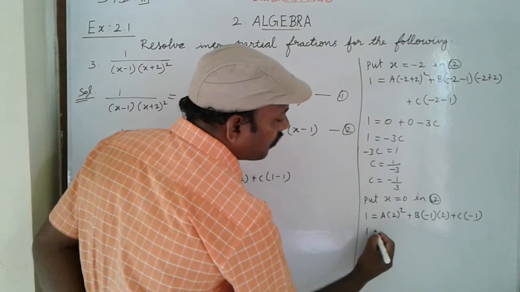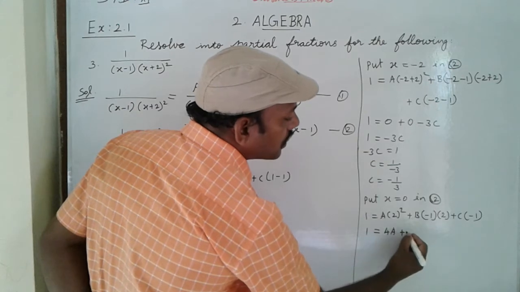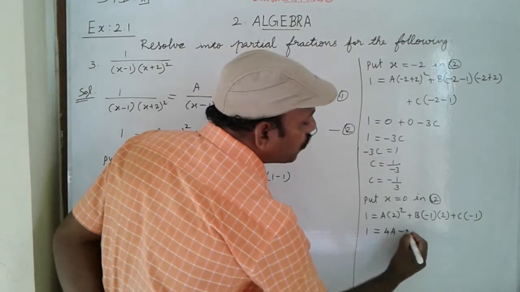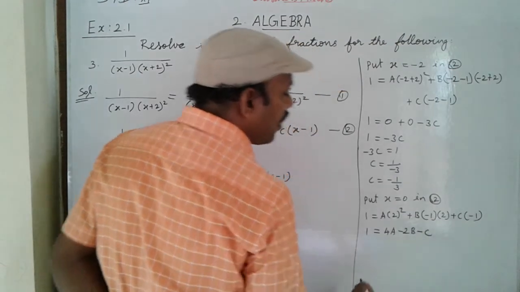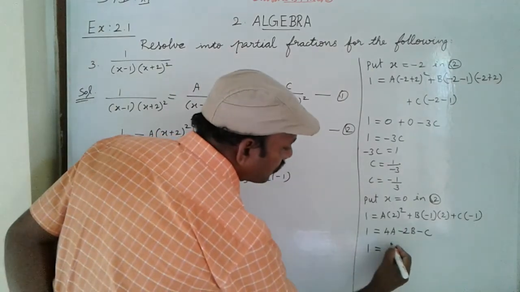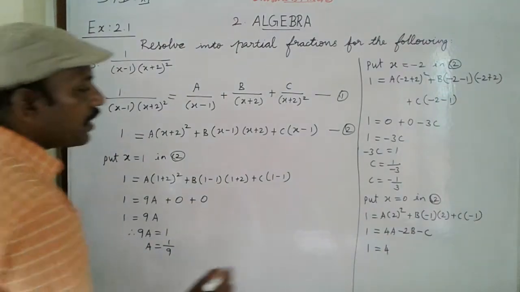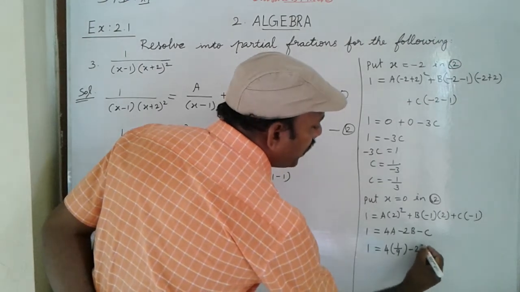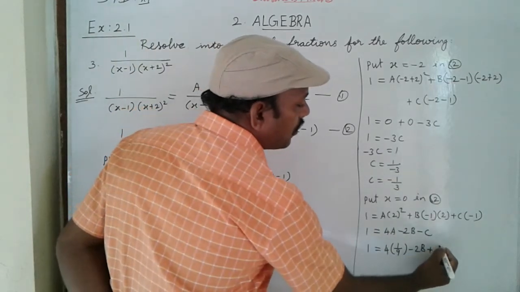So 1 equals 2 square is 4, 4 into a is 4a, plus minus 1 into 2 is minus 2, minus 2 into b is minus 2b, c into minus 1 is minus c. We should substitute the a and c values here. 1 equals 4 into a value 1 by 9, so 1 by 9, minus 2b, minus c value, which is minus 1 by 3, minus into minus is plus 1 by 3.